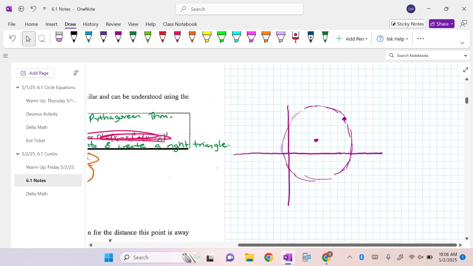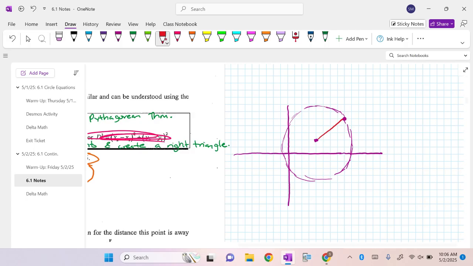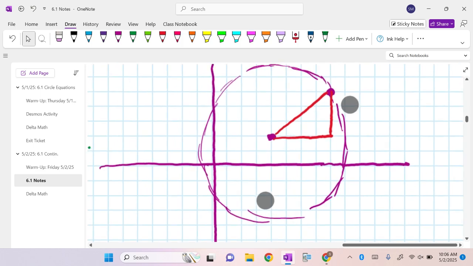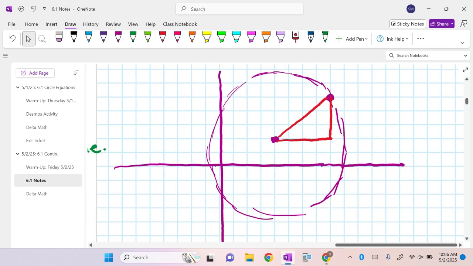Now, we're saying that this is the radius. What we're going to do is create a right triangle, essentially like we're doing rise over run. So in other words, we're going to do it like that. Now, you may be able to see the lines, you may not. But just for reference, these are where the unit lines are, at least the ones that we care about.